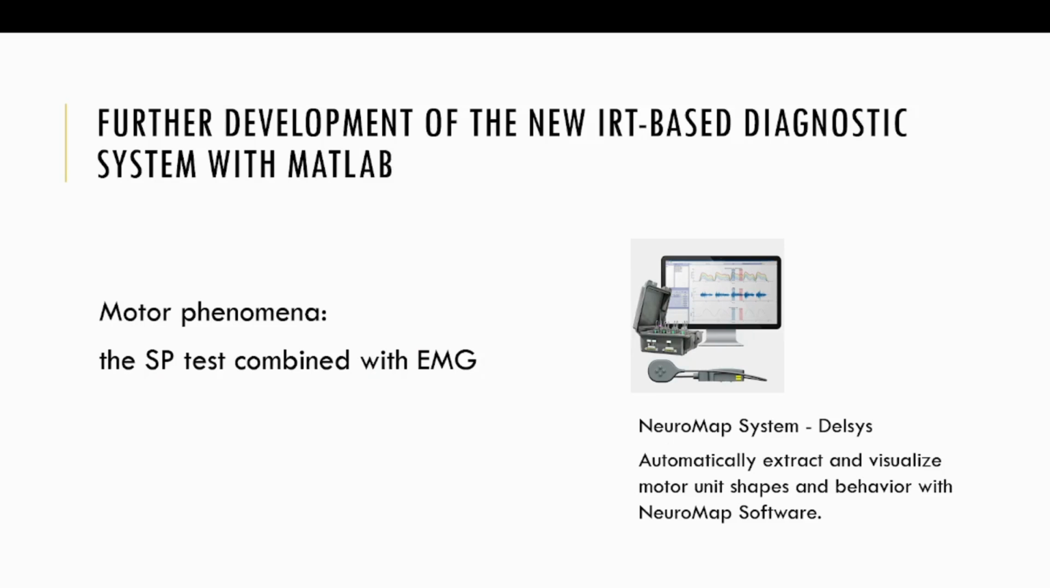As a part of further development of our diagnostic approach, we integrated the infrared thermography based system with electromyography. Here we focus on motor phenomena associated with referred pain. Specifically, we use the SP test, which provokes a pain response, combined with EMG recording to assess muscle activity patterns. To analyze this, we use both a common superficial EMG signal with the short-time Fourier transformation and the NeuroMap software by Delsys, which allows us to automatically extract and visualize motor unit shapes and behaviors. Unfortunately, we haven't analyzed the outcomes of NeuroMap yet.